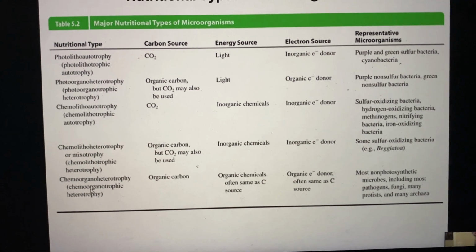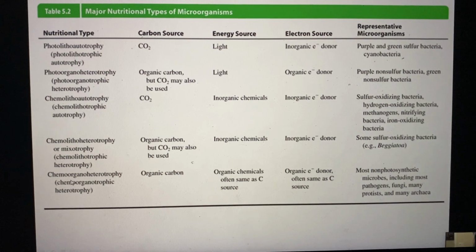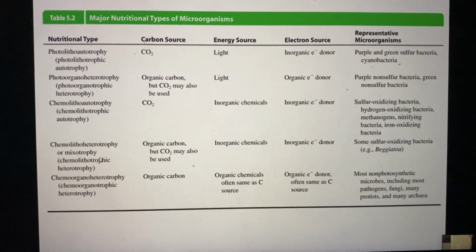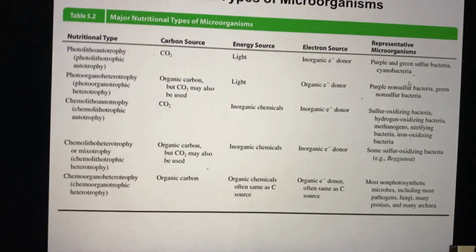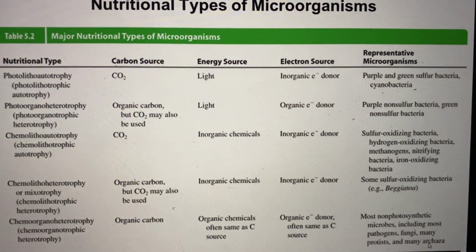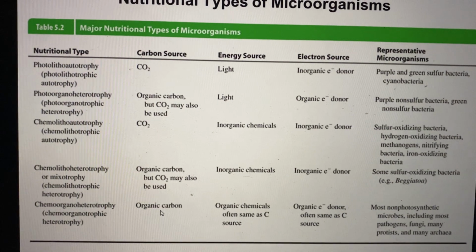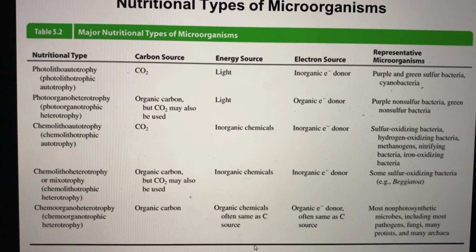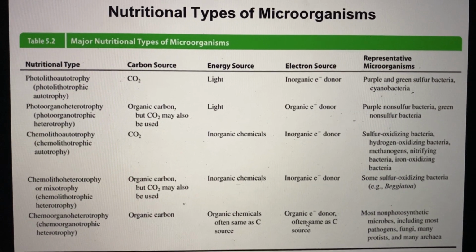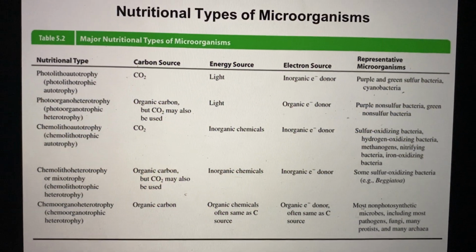Chemoorganoheterotrophs are most of the microbes that you've studied, and most life forms belong in this category. Except, of course, in this microscopic world, we have different microbes that we will be studying more than these ones that you've been studying, right? Your chemoorganoheterotrophs use organic carbon for their carbon source. They use organic chemicals as their energy source, and the electron source is also organic. So this is the group that you have studied the most.